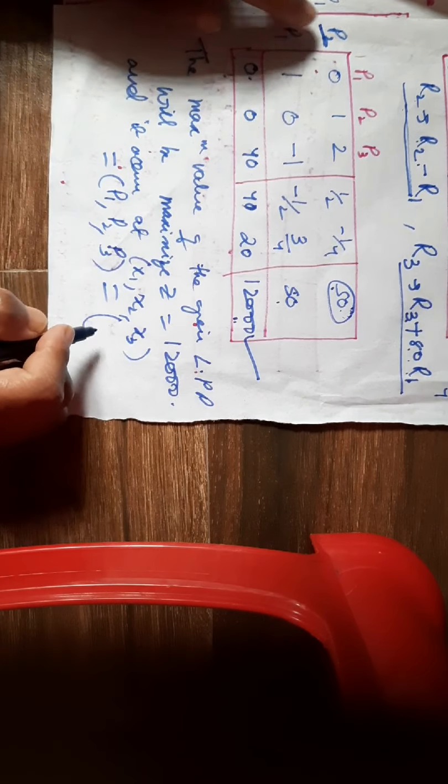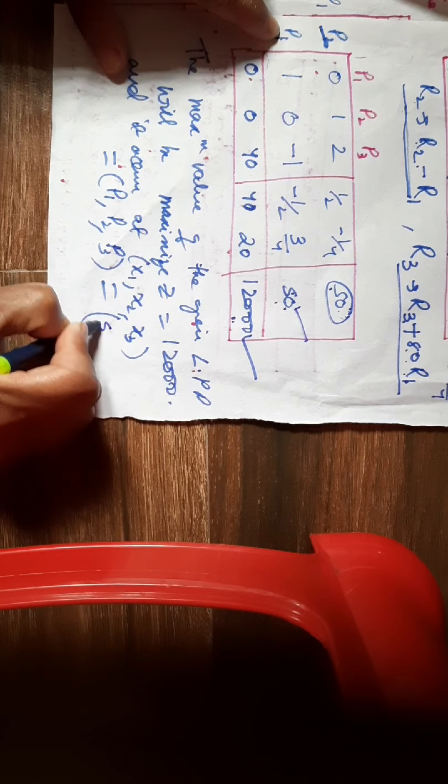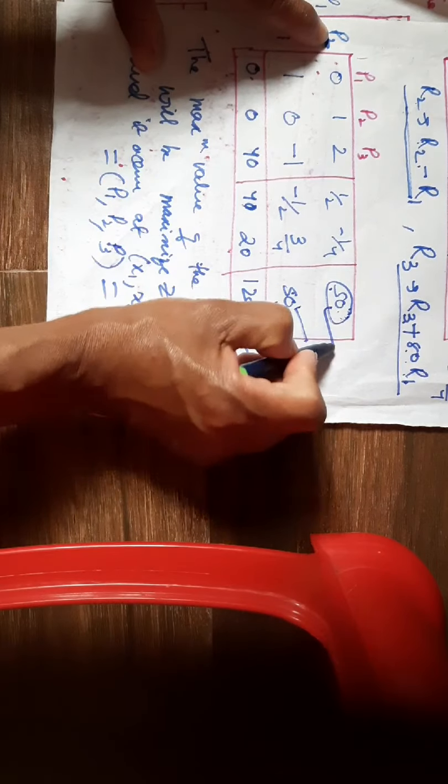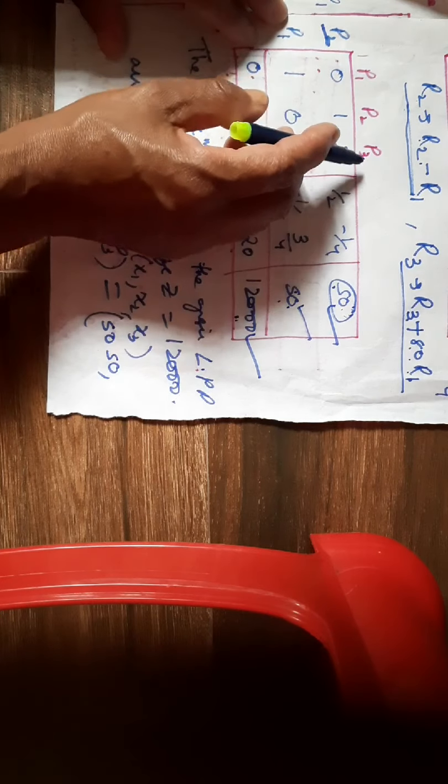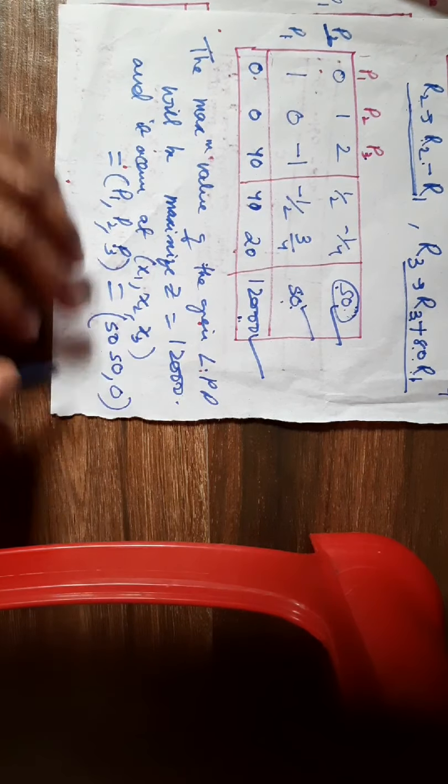But in this case, what is the value of P1? P1 in the last column is equal to 50. So the value of X1 will be 50. P2 also we have as 50. But there is no P3 on this side of the table. So that means P3 is equal to 0.